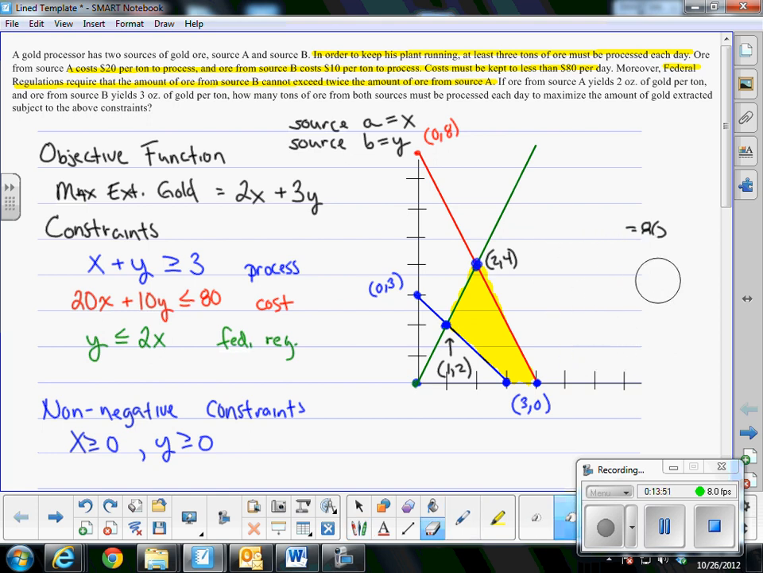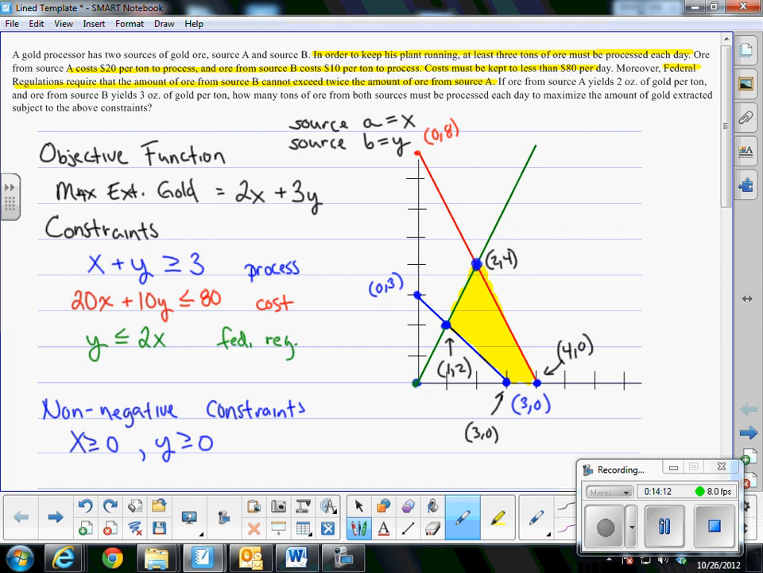And now the same thing down here. Actually, I don't need to do it down here because I already know that point right there is (3, 0) and that point right there is (4, 0). So those are my potential solutions. One of those is going to yield an optimal value.